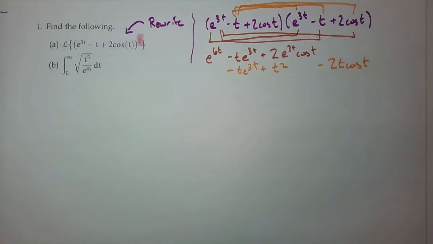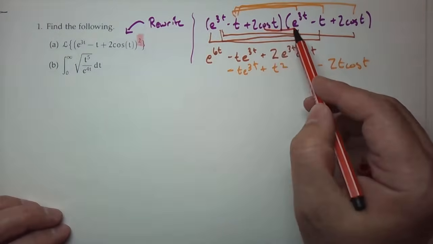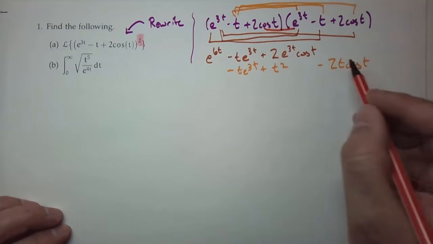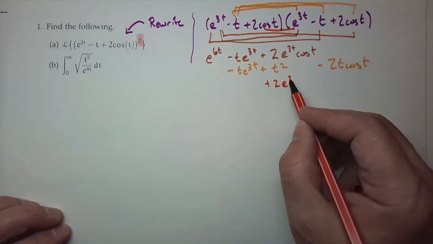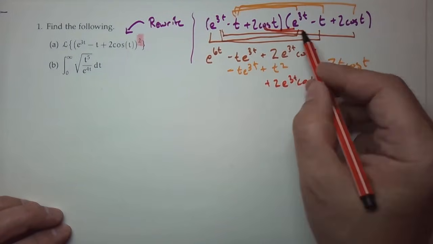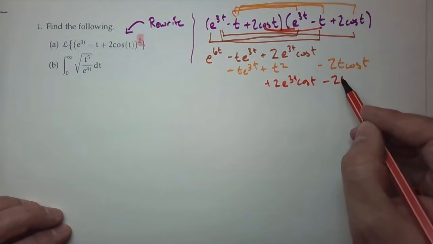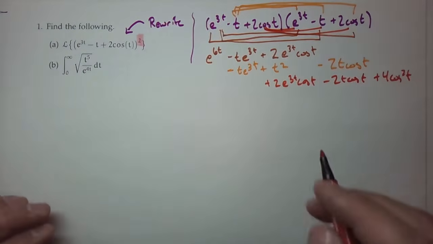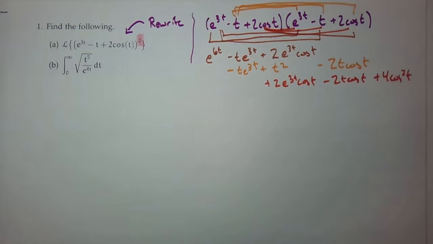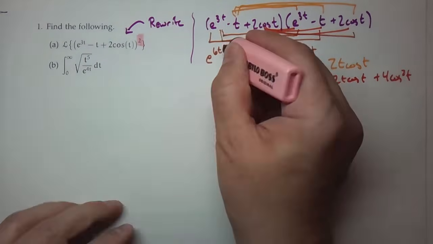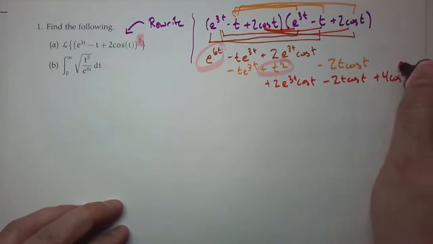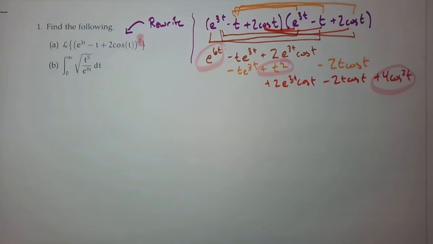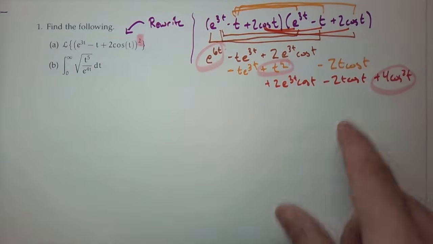Okay, and one more layer. And okay, so the 2 cosine t term. So 2 cosine t times e to the 3t. I did a bad job of lining things up. So 2 e to the 3t cosine t. 2 cosine t times minus t, that's minus 2t cosine t. And then 2 cosine t times 2 cosine t is 4 cosine squared t. All right. So you'll notice, if I had done a better job of lining things up, that there's 3 terms, the e to the 6t, the t squared, and the 4 cosine squared t. Those are all just being squared. And then the other terms will basically double up.